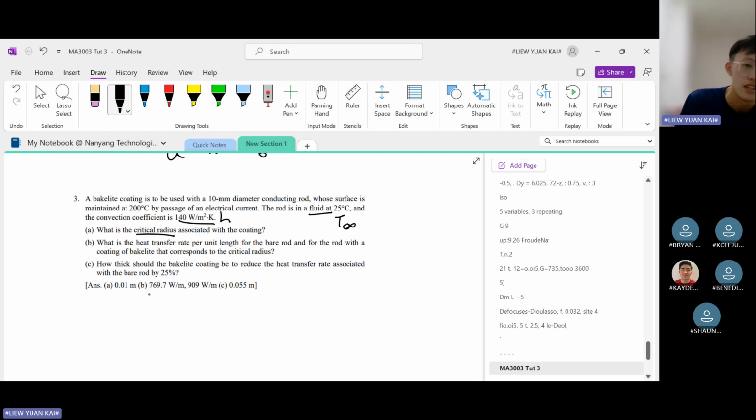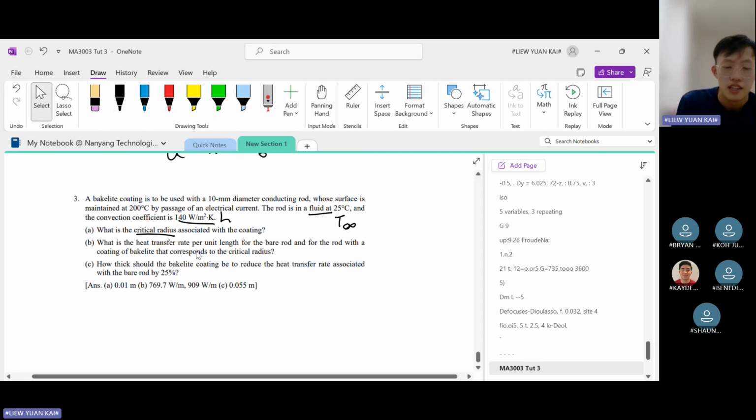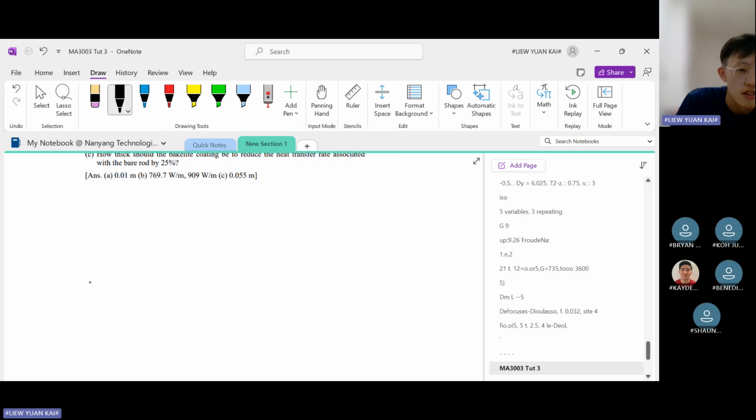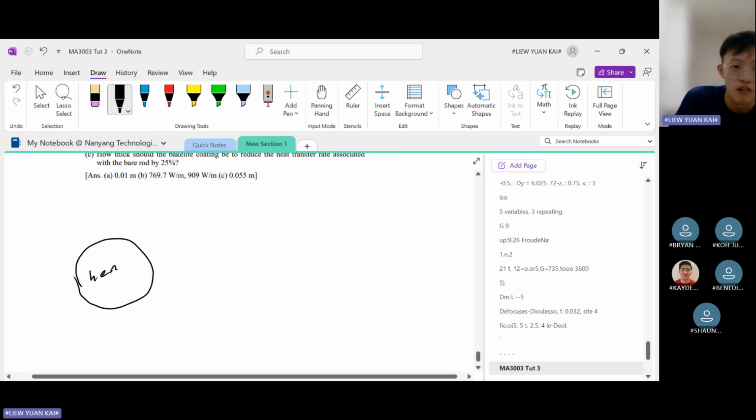What is the critical radius? Now, let's understand what's the concept of critical radius. But let's understand what's the picture first. So let's say this is a rod with some heat that's going to flow outwards. Then I wrap it in some insulation. So it's going to conduct through the insulation and it's going to convect to the surrounding fluid, basically the air around it.